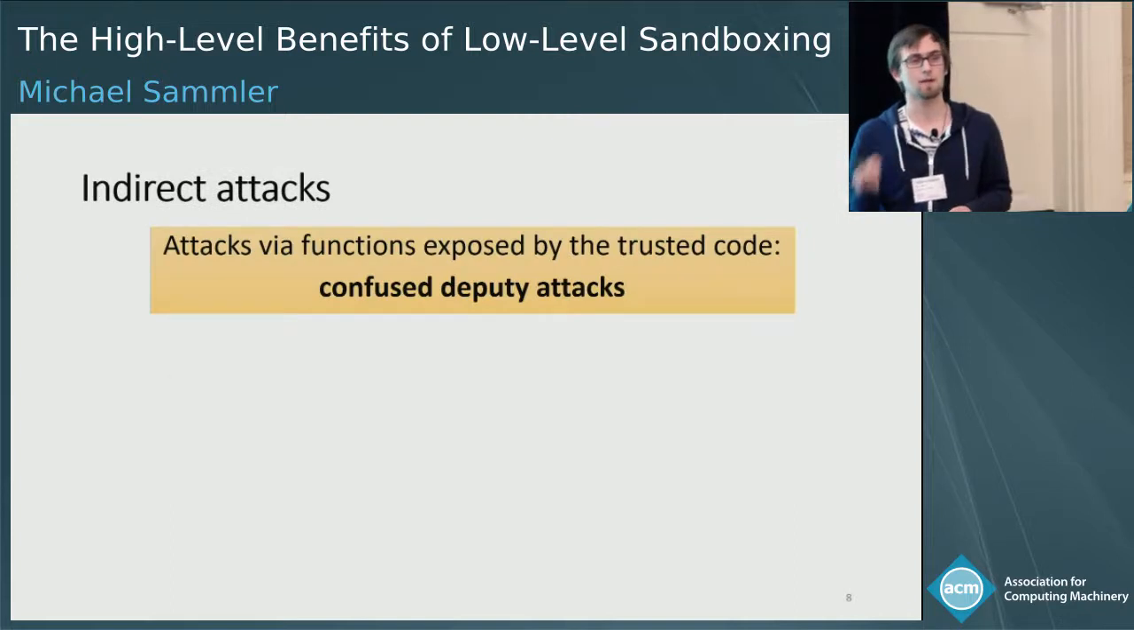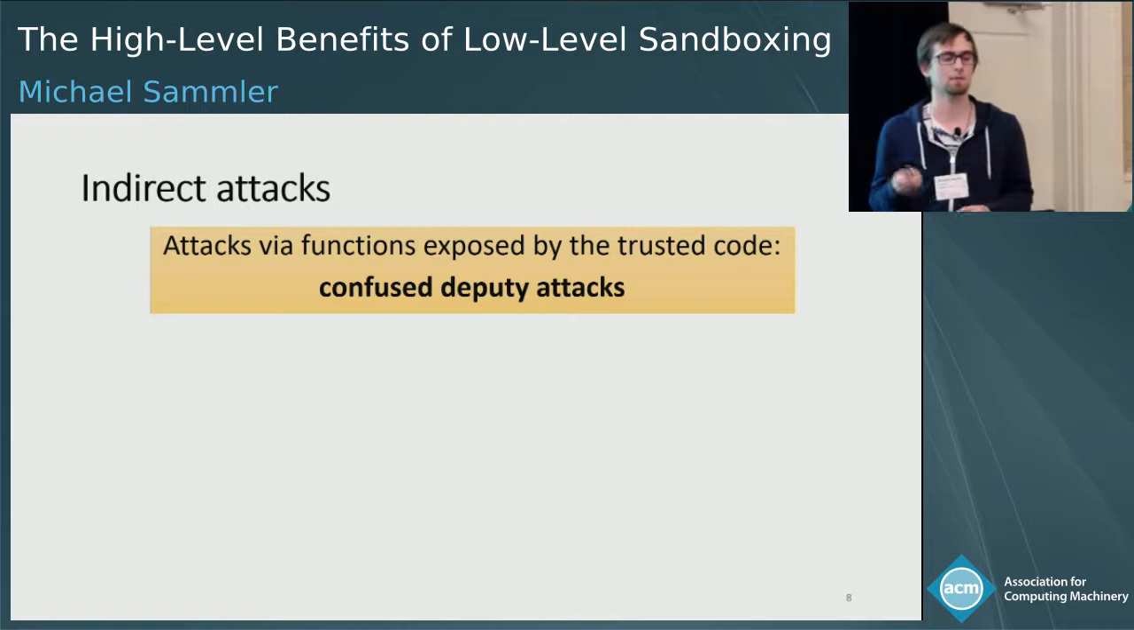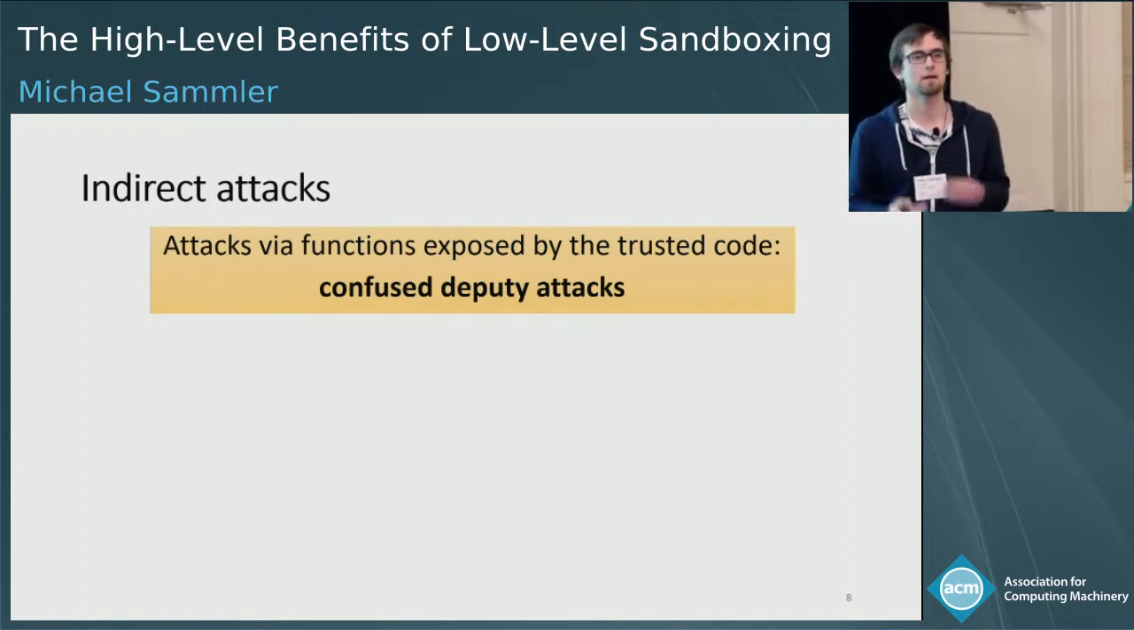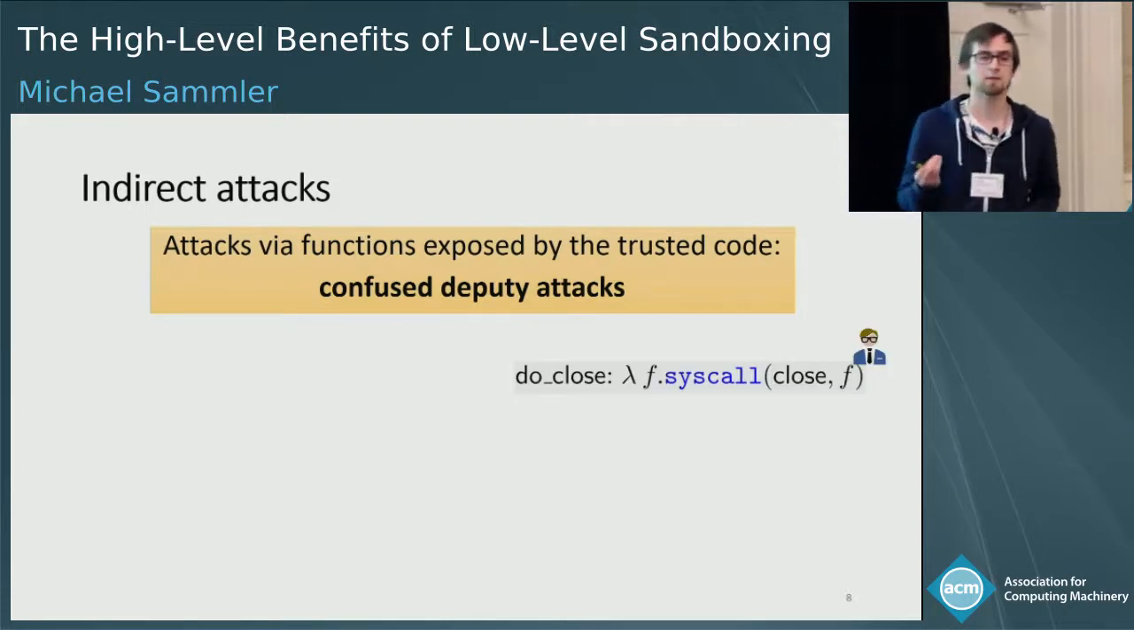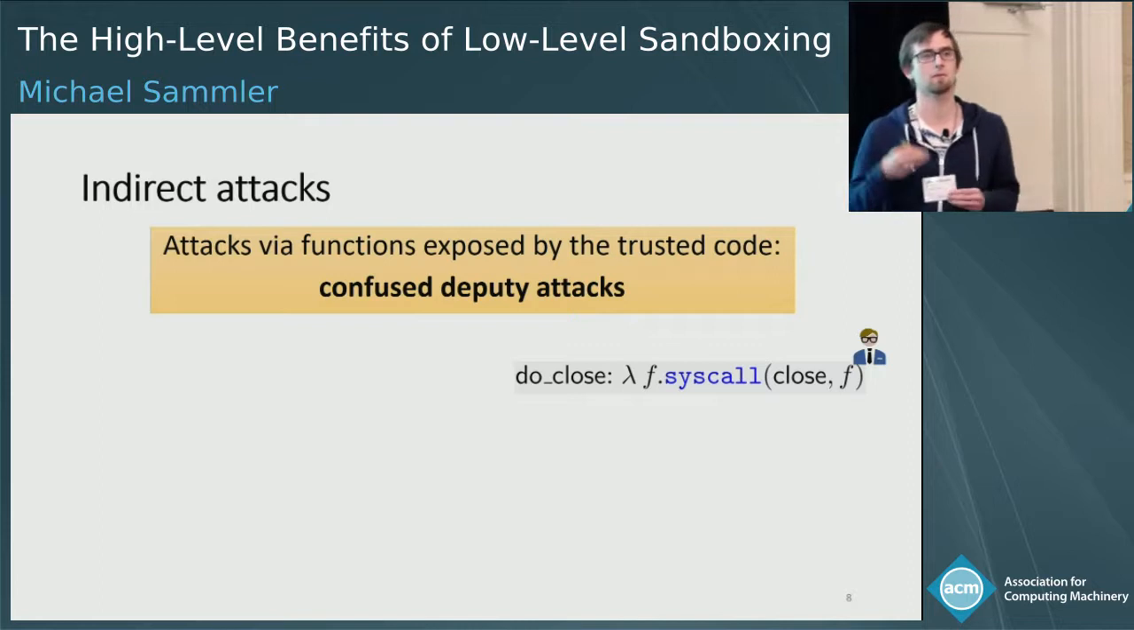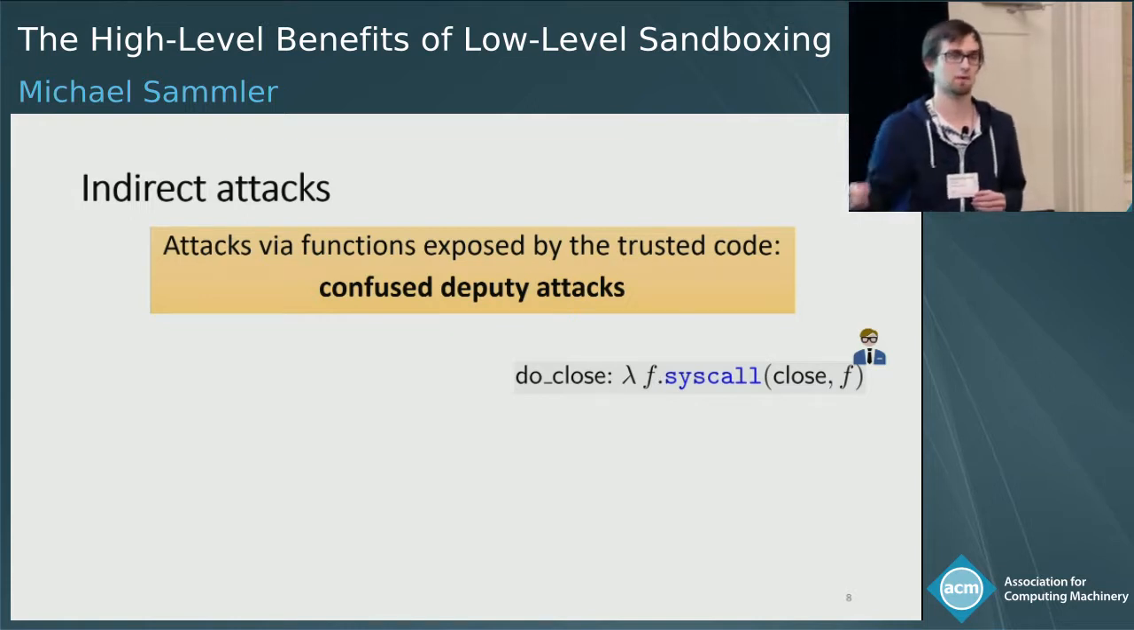However, there's also another class of attacks, so-called confused deputy attacks, which are a bit more subtle. And these are attacks via the functions which are exposed by the trusted code to the untrusted code. So let me show you an example. Let's say the trusted code wants the untrusted code to be able to close a file, so it might have a function to close and expose it to the untrusted code, which allows the untrusted code to close a file.